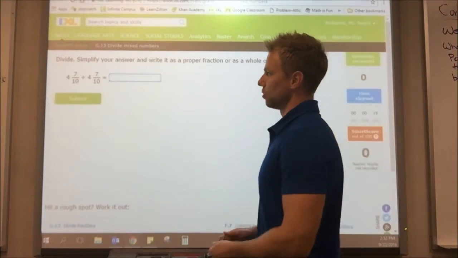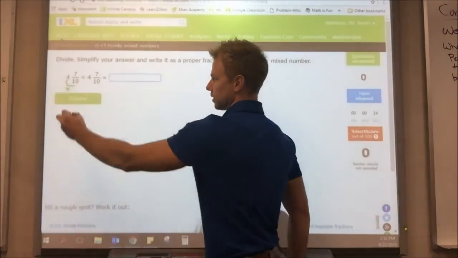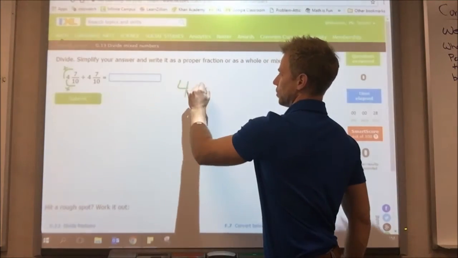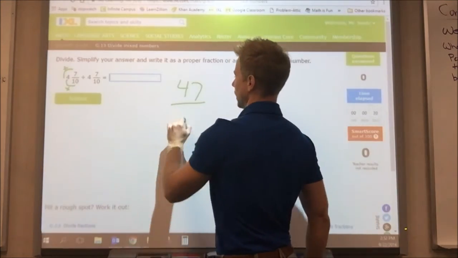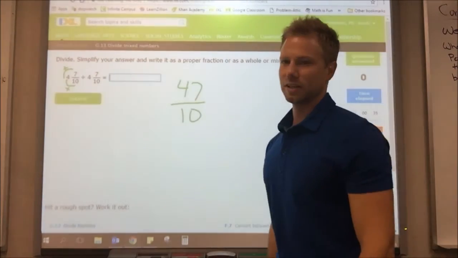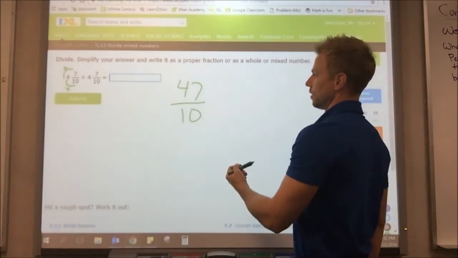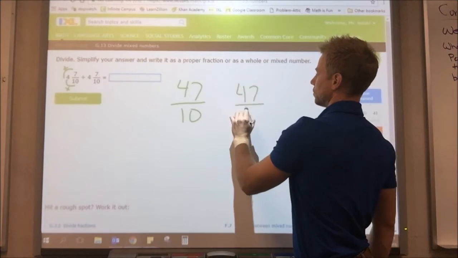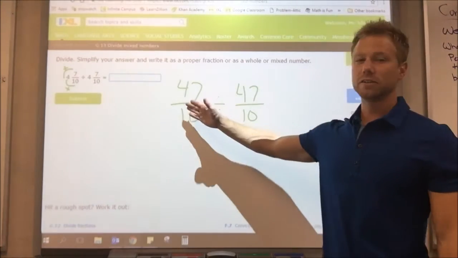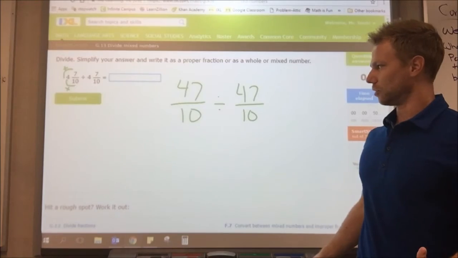Okay, so first thing I want to do again is rock around the clock. I'm going to multiply 4 times 10, which is 40. Then I'm going to add 7, which is 47. And that's over my denominator of 10. The second fraction is actually the exact same thing. So when I rock around the clock, I get the same thing: 47 over 10. So hopefully you're thinking, well, something divided by itself is going to be a pretty simple answer. That's just going to be 1.